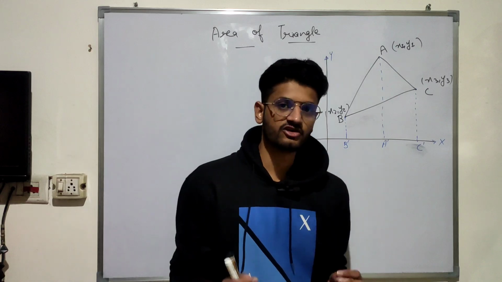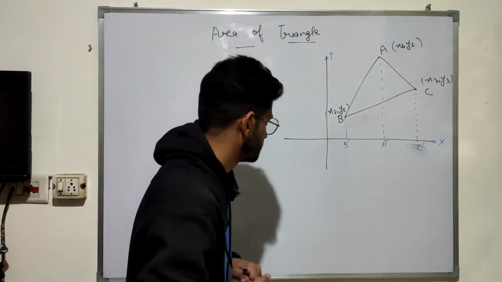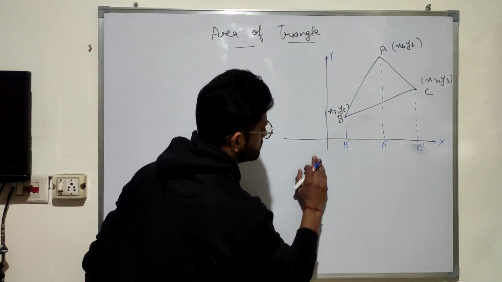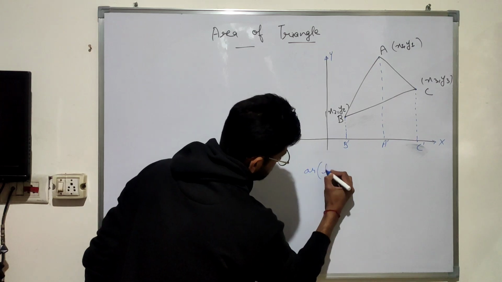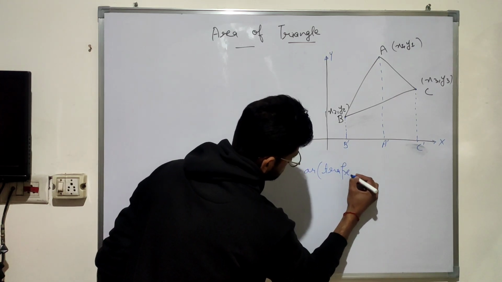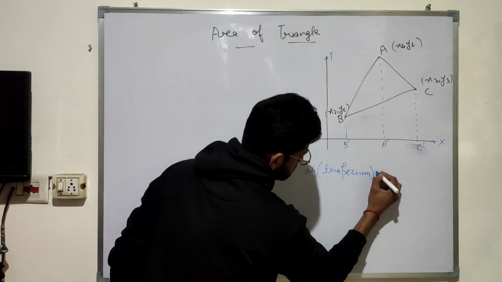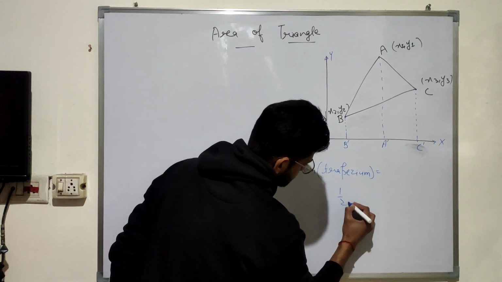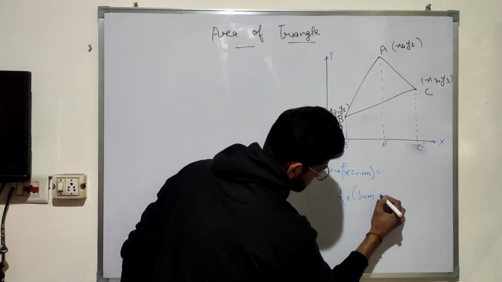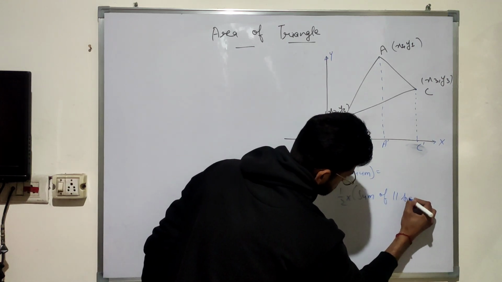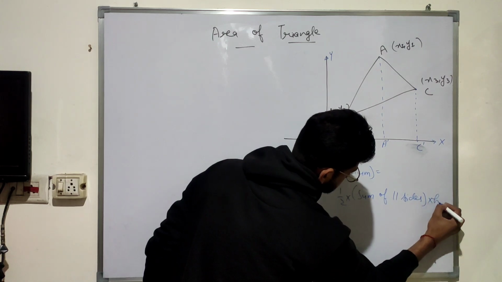And we know the formula for the area of a trapezium. Let me write the area of a trapezium, because we will use it in this derivation. Area of trapezium is half into the sum of parallel sides multiplied by height.